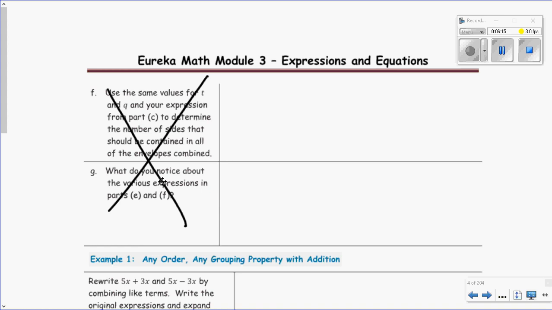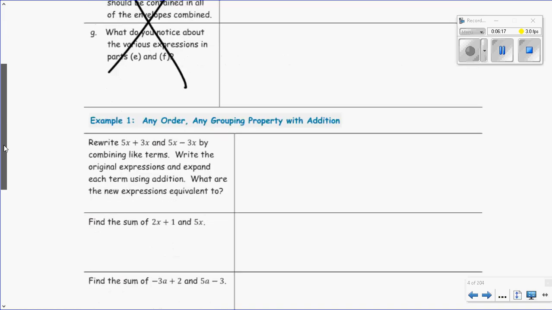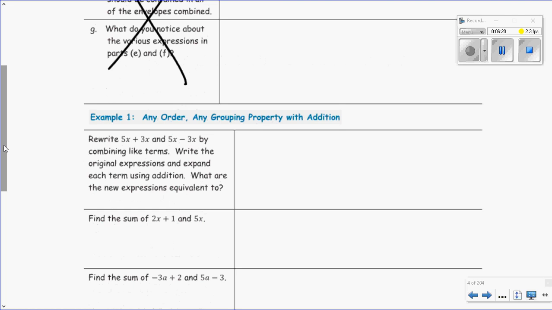Okay, example 1 says, rewrite 5x plus 3x and 5x minus 3x by combining like terms. Write the original expressions and expand each term using addition. What are the new expressions equivalent to? If we're going to expand 5x plus 3x, it's going to look like this. First we have 5 x's, so x plus x plus x plus x plus x. And then for 3x, we have 3 more x's, and they're all positive, so it's still plus x.